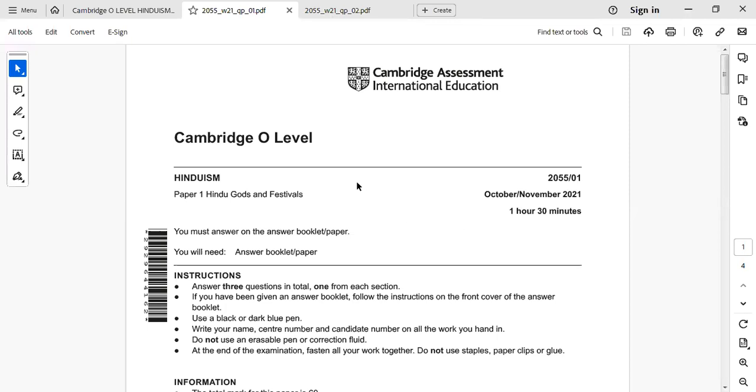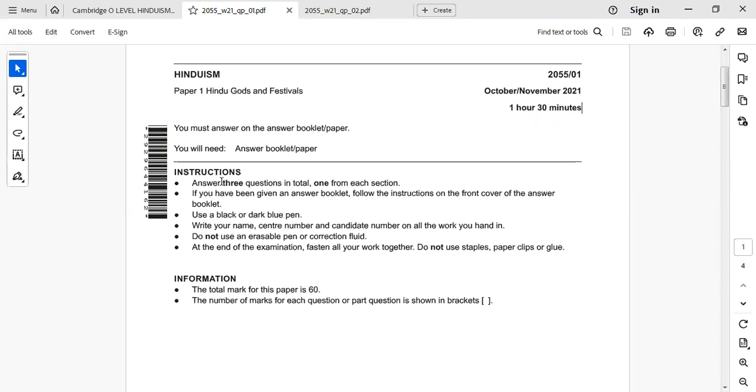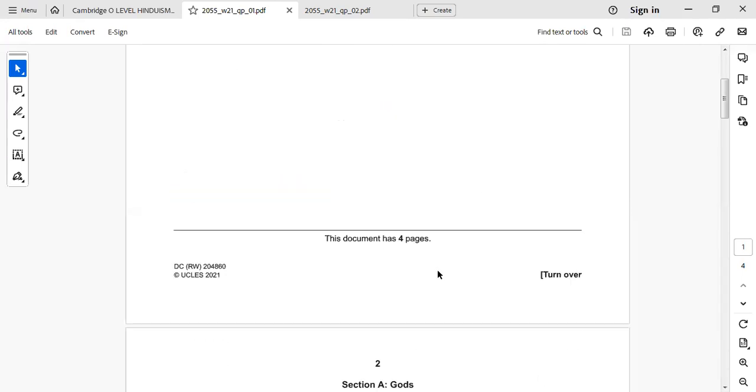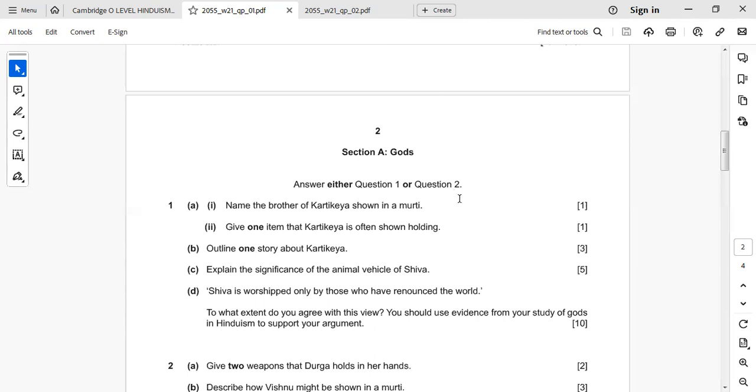Now, say this is a question paper of November 2021. As I was telling you, it is 1 hour 30 minutes. You have to answer 3 questions, 1 from each section. Those are the different instructions that you are going to read. The total mark of this paper is 60. Now let's see the questions.